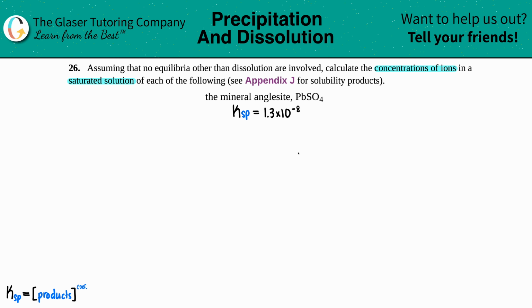But with every Ksp number comes a balanced equation. Remember, for solubility, these compounds start off as a solid, and they break down into their ions. So let's find the balanced equation. PbSO4 is a solid. It comes to equilibrium to form the two ions. SO4 is a polyatomic sulfate, so the break has to be between the Pb and the SO4. So Pb plus SO4.